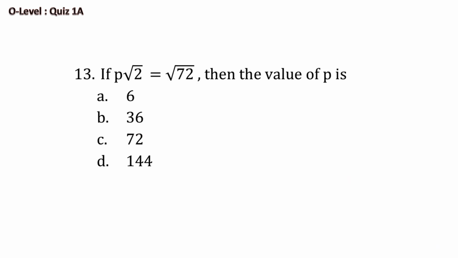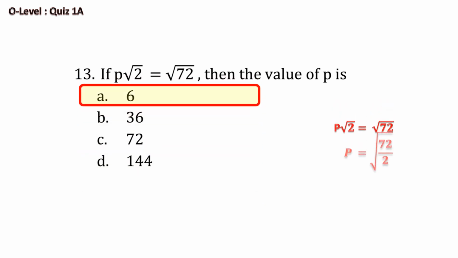Question 13. P root 2 equals root 72, and then the value of P is, here we can just divide both sides by root 2, and that will give us P to be equal to root 72 divided by root 2. And from the laws of roots, root 72 and root 2 can be written as root 72 over 2, and that gives us the square root of 36, which is equal to 6.